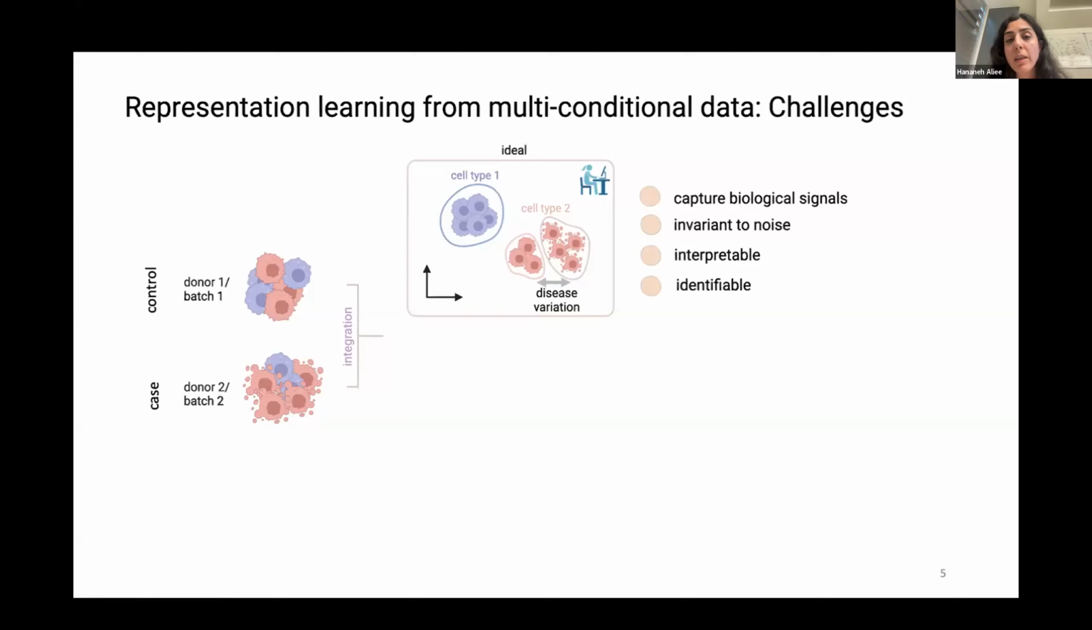And this representation is ideal because it's invariant to noise. Even though the batch effect is adding noise to the data, it has learned to cluster the similar cells, as you can see here. And we can also see that this improves the interpretability, because now all the variations are biologically meaningful.